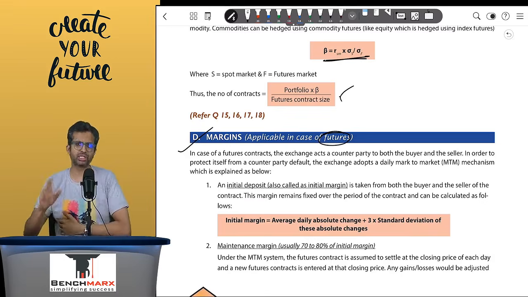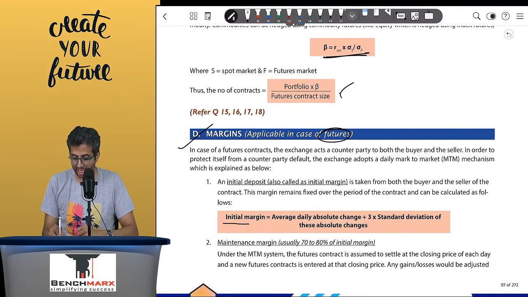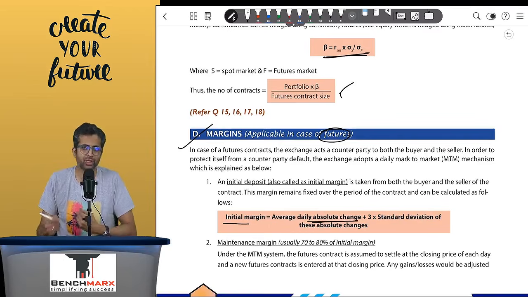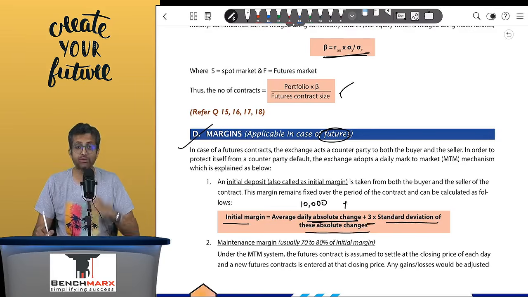Otherwise, if nothing is given, at least in the derivatives chapter, in the sums that have come, the initial margin is calculated as the average daily absolute change. So, for example, if there's a contract, on an average, what is the average daily absolute change? Plus 3 times the standard deviation of these absolute changes. So, for example, if the average daily absolute change is 10,000, I will require a 10,000 deposit at least, plus 3 into the deviation.